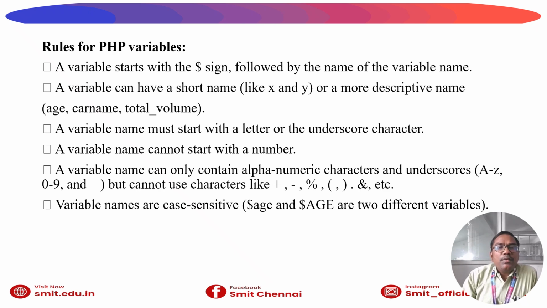Third, a variable name must start with a letter or underscore character. The next rule: a variable cannot start with a number. A variable name can only contain alphanumeric characters and underscores, but it cannot have special characters like percentage symbol, plus, minus, parenthesis and ampersand.